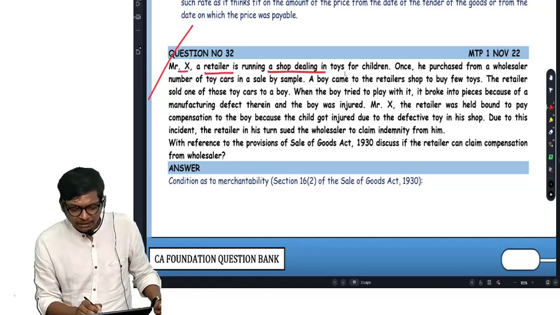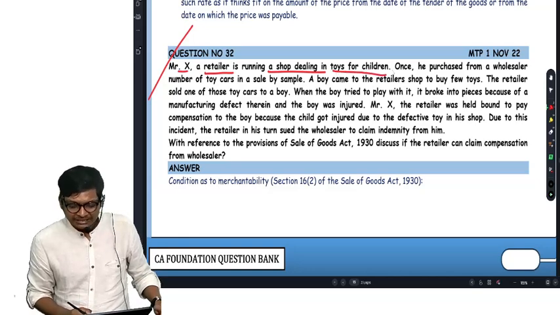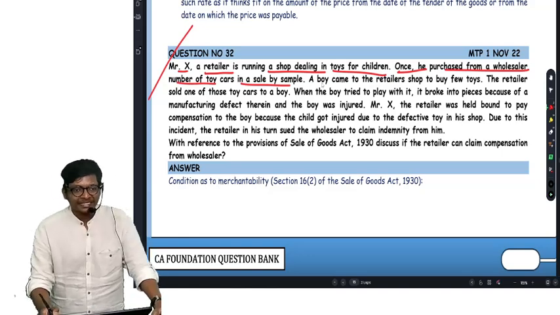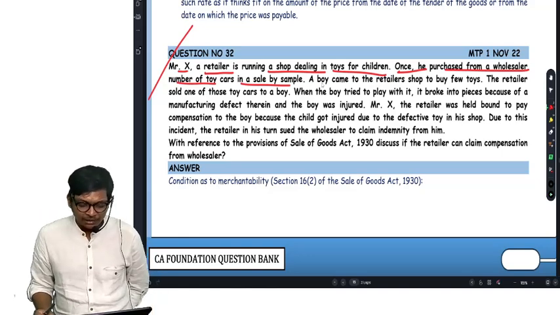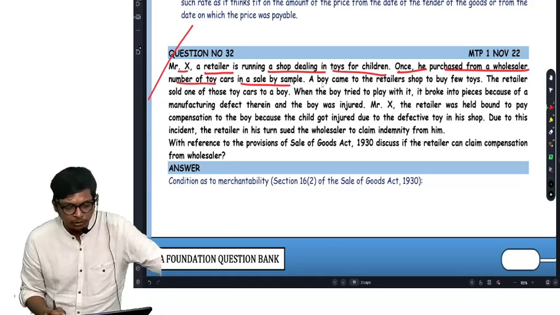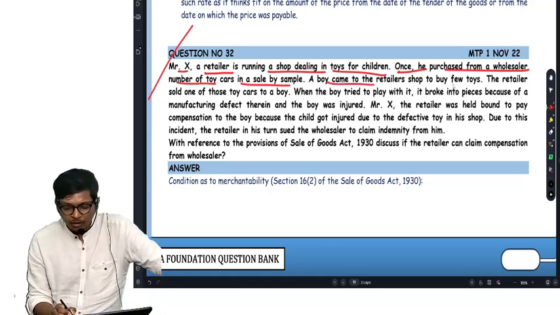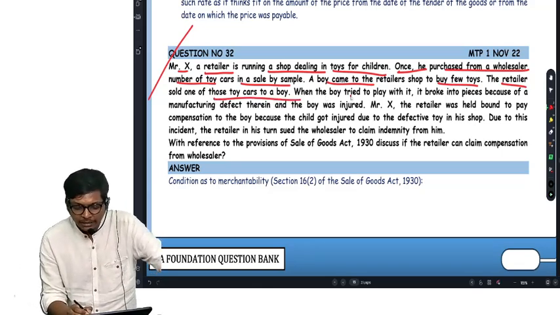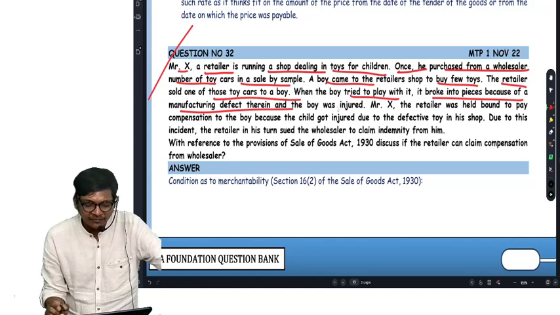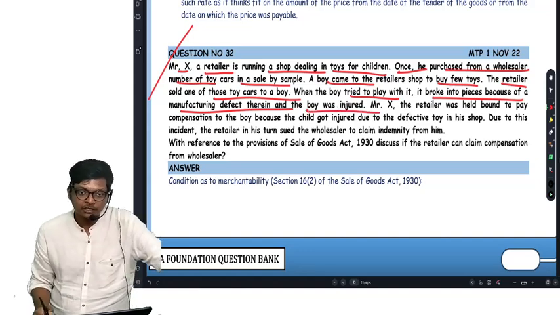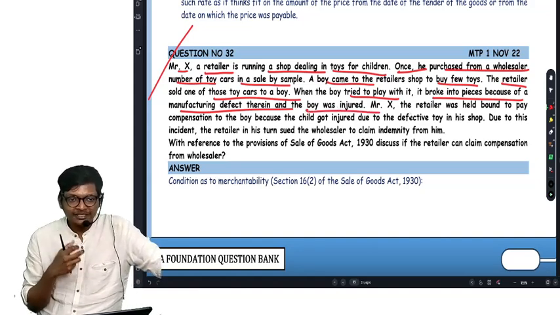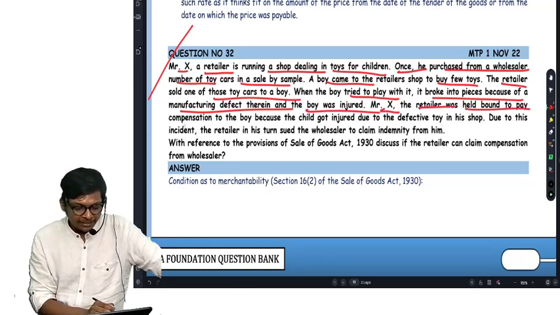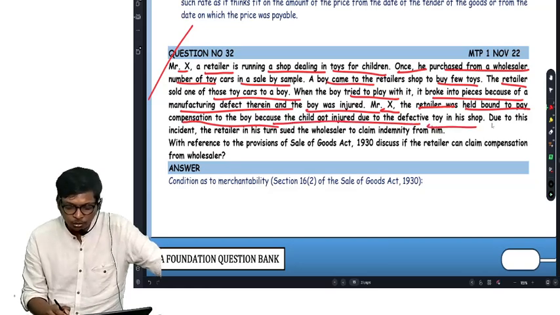X, a retailer, is running a shop dealing in toys for children. Once he purchased from a wholesaler a number of toy cars in a sale by sample. A boy came to the shop to buy a few toys. The retailer sold one of the toy cars to the boy. When the boy tried to play with it, it broke into pieces because of a manufacturing defect, and the boy was injured. X, the retailer, was held bound to pay compensation to the boy because the child got injured due to the defective toy.